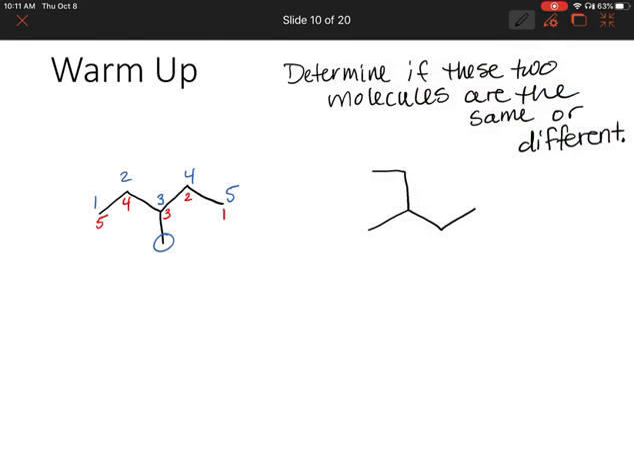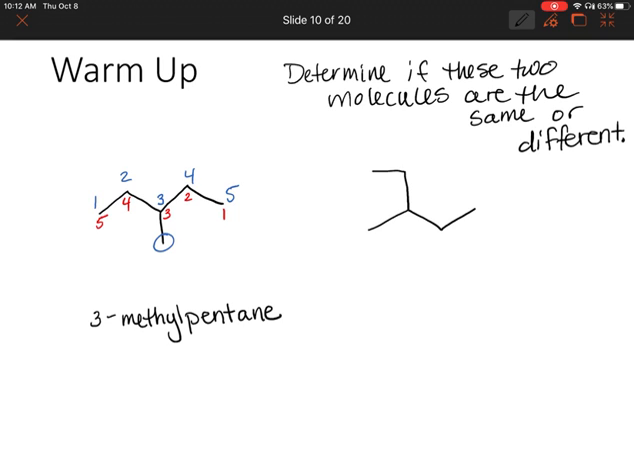So the name of this compound is 3-methyl. And then what prefix do we use if we have 5 carbons? Pent. So it would be pent. And then we have only single bonds, no double bonds or triple bonds. So the ending would be ANE. So 3-methylpentane.